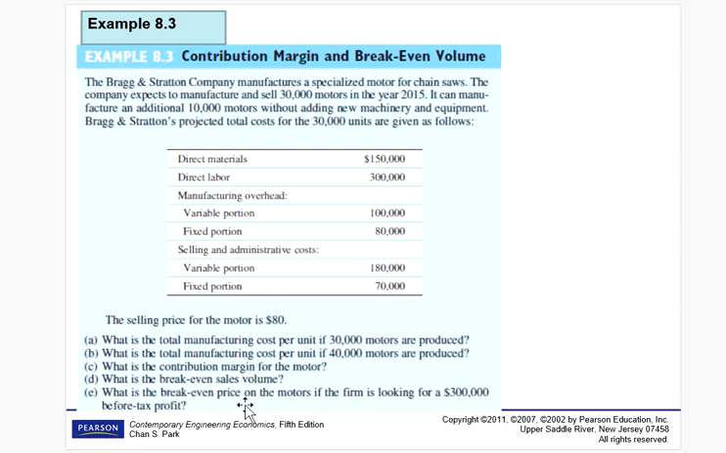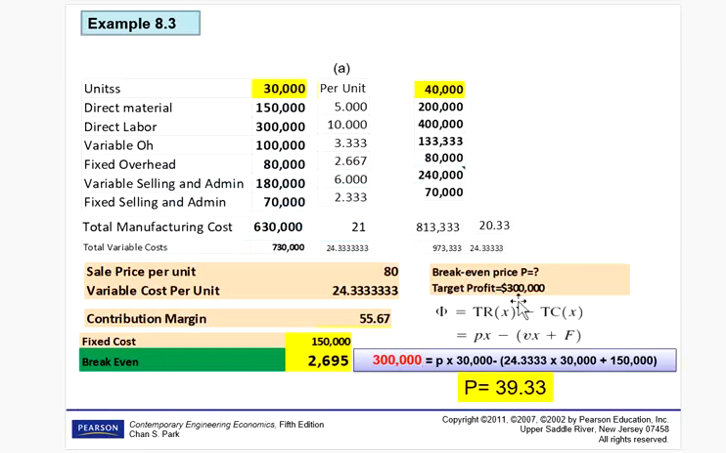Last part, what is the break even price on the motors if the firm wants this profit? It means what should be the P which gives us this profit. So using our profit equation, profit equals revenue minus cost, or Px minus Vx plus F. So profit is 300,000, P times 30,000 minus V times X plus F, and solve it for P, the price at which the firm can make this profit.